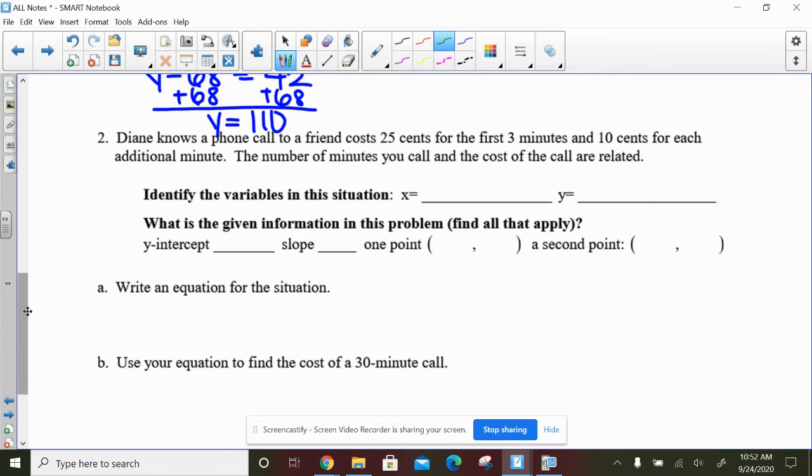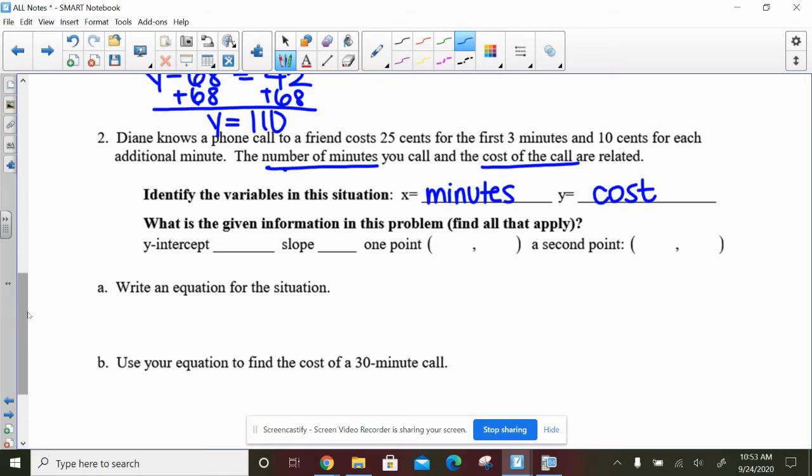All right, so Diane knows a phone call to a friend costs 25 cents for the first 3 minutes and 10 cents for each additional minute. The number of minutes you call and the cost of the call are related. That sentence tells you what your X and your Y values are. Your number of minutes that you called, that's your X. The cost of the call is your Y.